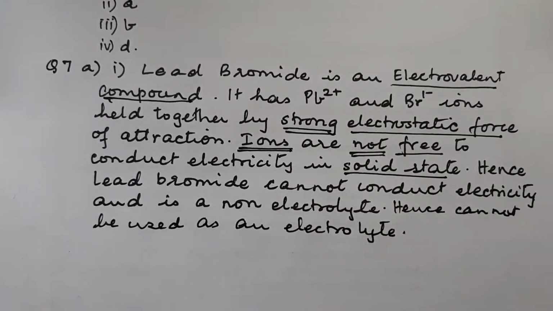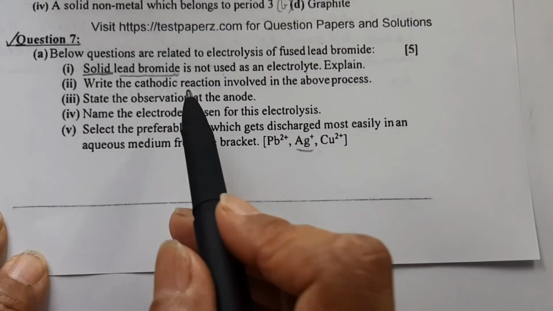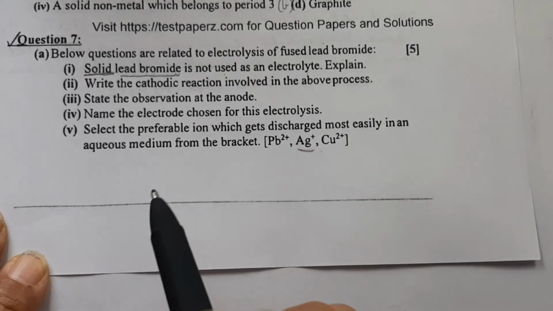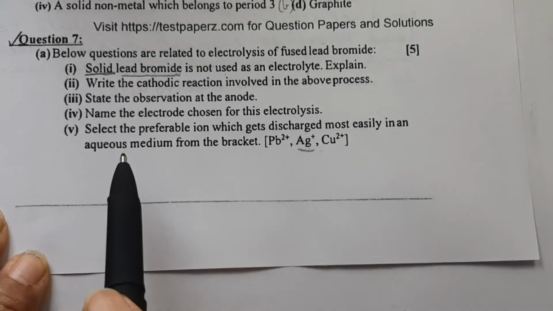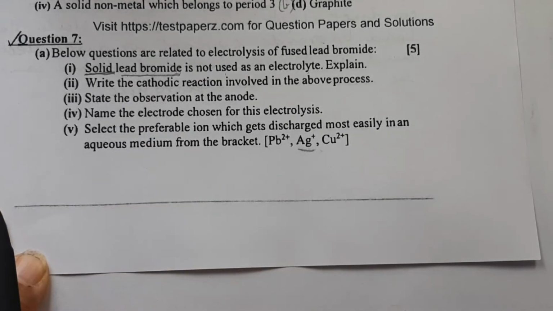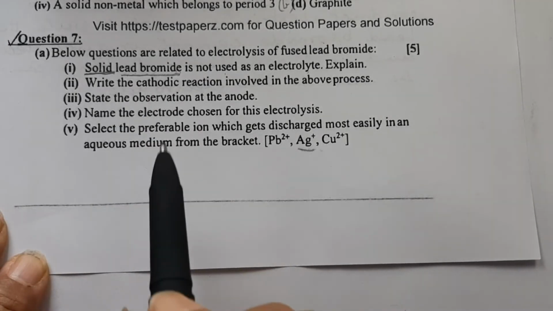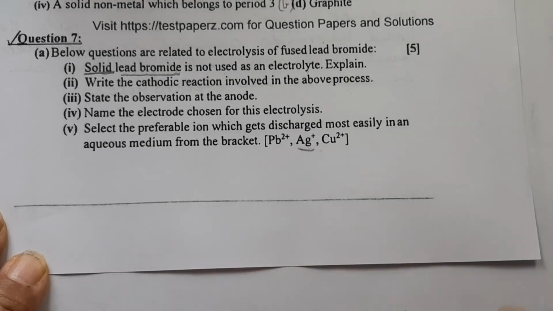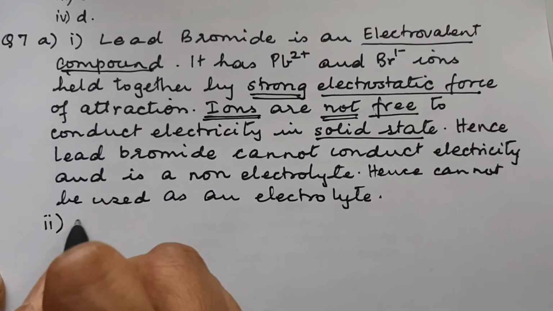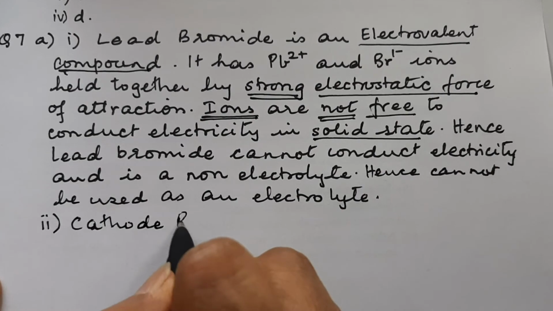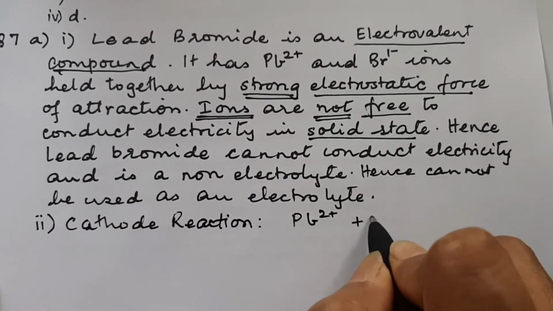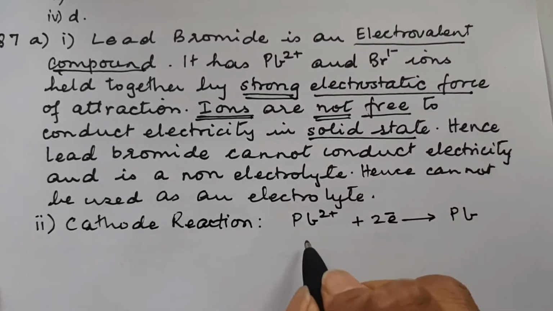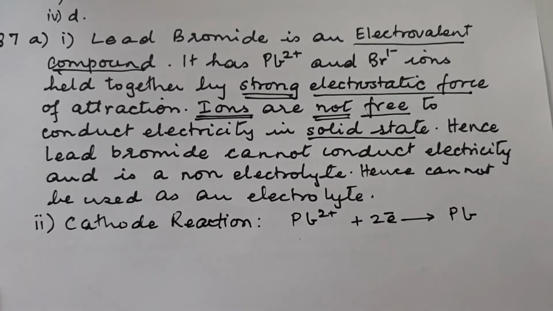Okay, let us come to the next subpart. Write the cathode reaction involved in the above process. So we are going to have Pb2+ and Br1- ions. At cathode, the cations will migrate. And so it will be Pb2+ plus 2 electrons gives Pb. This is an ion and it becomes an atom here.